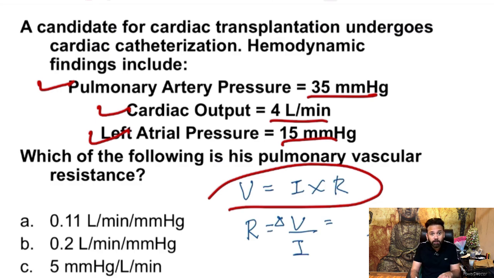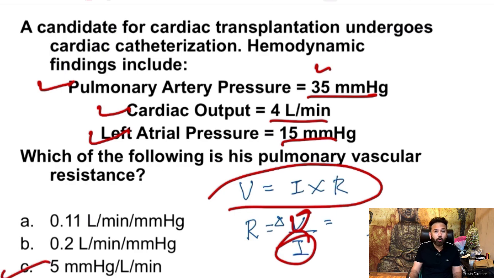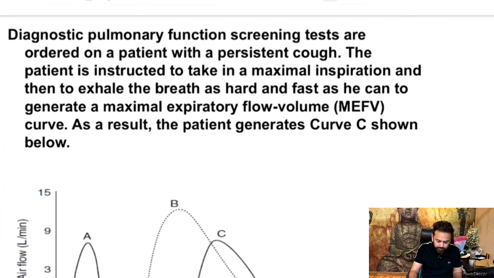But here it will be what? Pressure change, not voltage change. So pressure change is 35 minus 15, 20. And I is not current. Here it is blood flow, not current flow. 4. It comes 5 mmHg per liter per minute. Ohm's law. One more formula I gave beside those 7 to 8 formulas.